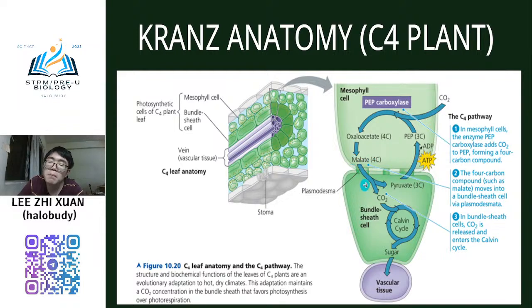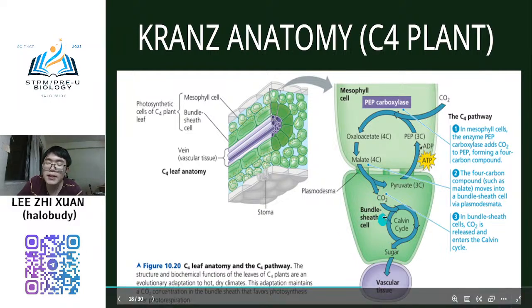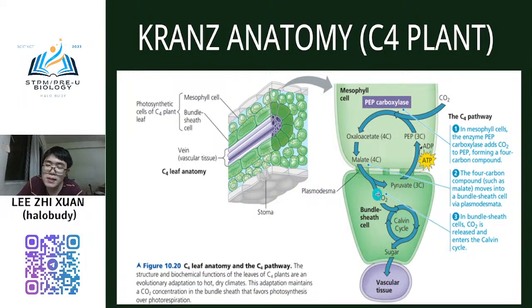Okay, and then this malate later will enter the bundle sheath cell. It will enter the bundle sheath cell. So in this bundle sheath cell, malate will be split into 2 molecules. One of the carbon molecules will be released as carbon dioxide. It will release carbon dioxide, and then another 3 carbon will form pyruvate. And then this pyruvate later will enter the mesophyll cell again to form back the PEP. And then this carbon dioxide later will be released toward the carbon cycle, and another carbon dioxide fixation occurs.